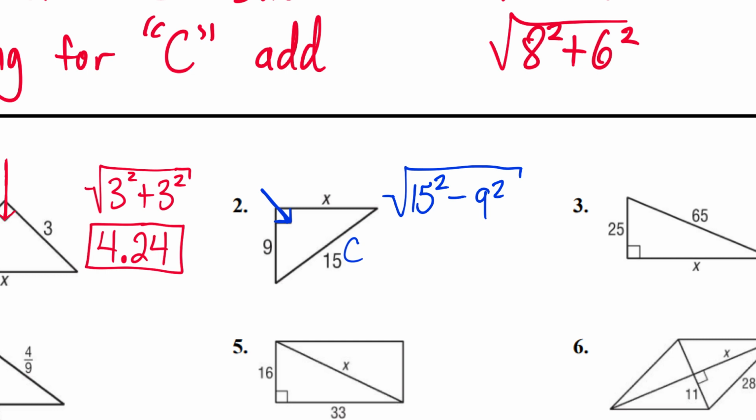What does that give you? 12. Gives you exactly 12. Now when you do this, you have to put the 15 first, because if you put the 9 first, it's going to give you an error. It's trying to take the square root of a negative number, and you can't do that without getting into imaginary numbers, but we're not doing that here. So make sure you put the hypotenuse, the C, first here.